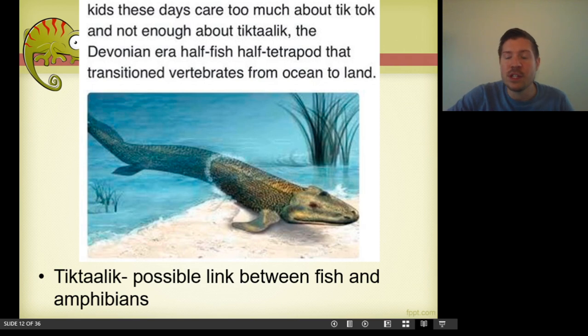So again, these transitional fossils show us sometimes the links between groups. It's not always easy to see the link, but once we find the fossils, we can learn more about how these transitions happened.